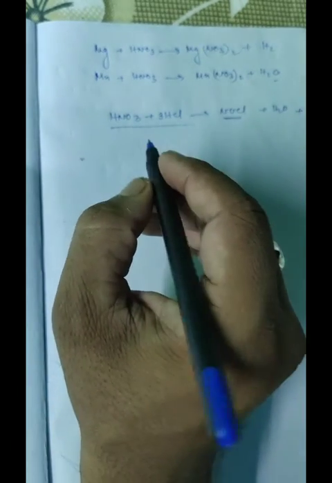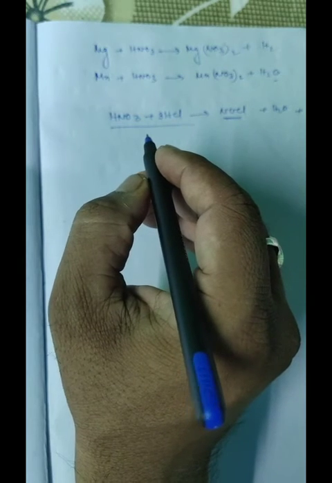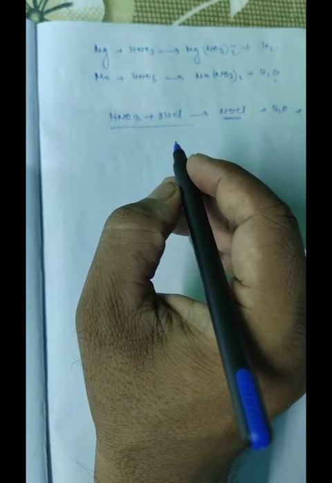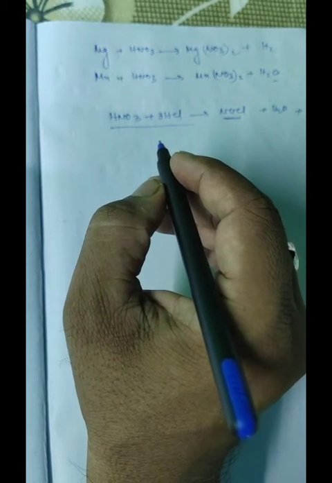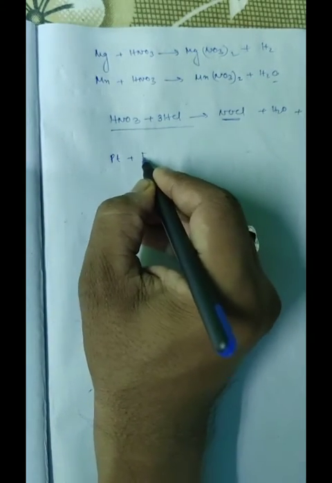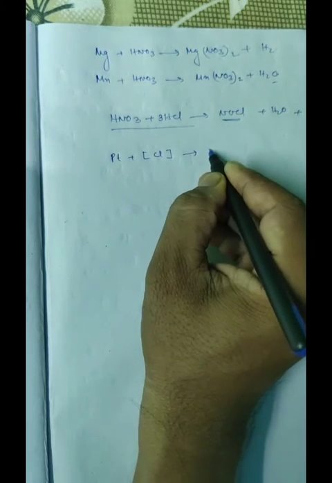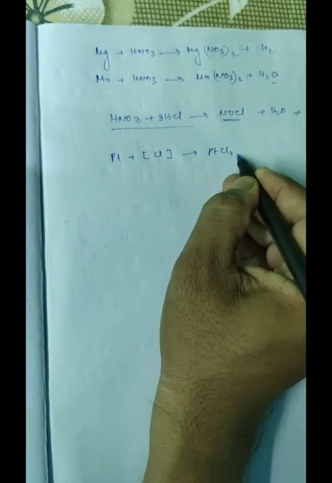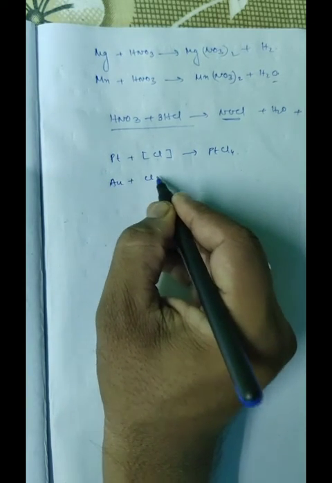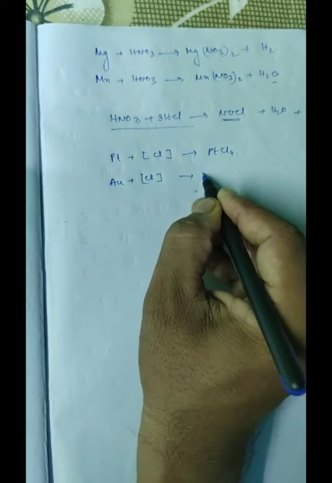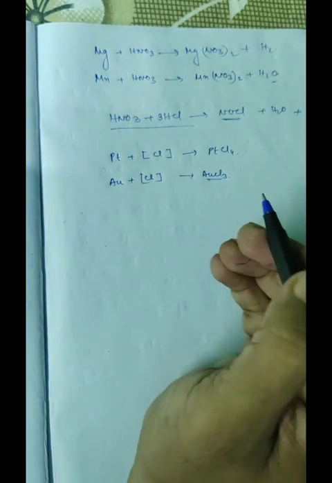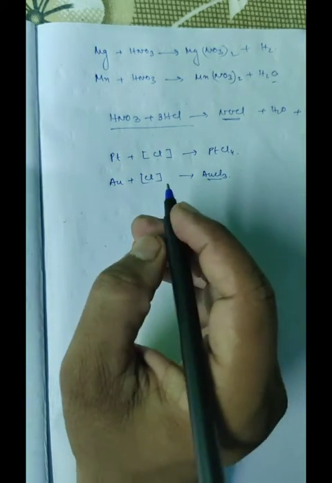Okay. Now nitric acid oxidizes hydrochloric acid to chlorine. This mixture, aqua regia, reacts with noble metals such as gold and platinum to give their chlorides. Say for example, when platinum reacts with this nascent chlorine, it will give PtCl4. When gold reacts with nascent chlorine, it will give gold 3 chloride.